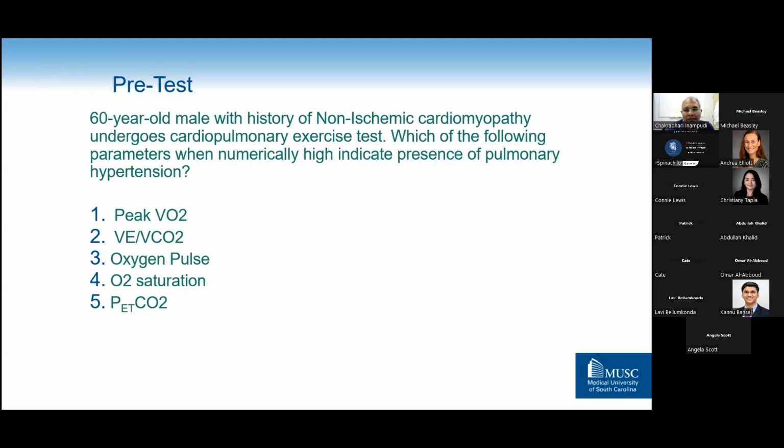So we'll have a couple of pretest questions. First, it's going to be a 60-year male with history of non-ischemic cardiomyopathy who's undergoing cardiopulmonary exercise stress test. Question: which of the following parameters, when numerically high, indicate the presence of pulmonary hypertension? There are some of the options listed here. And we'll go through the data and then discuss the questions again at the end.